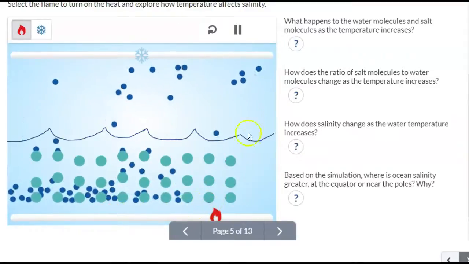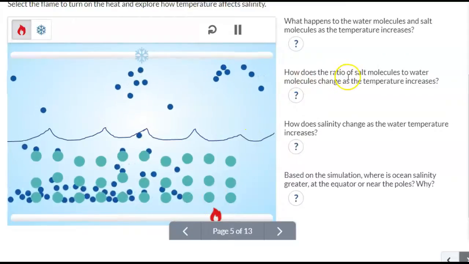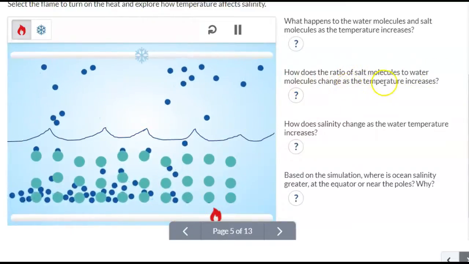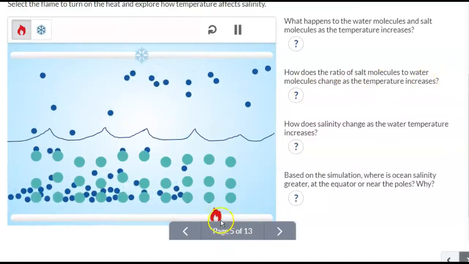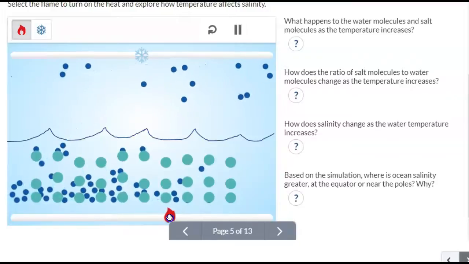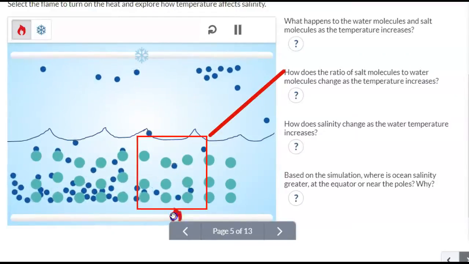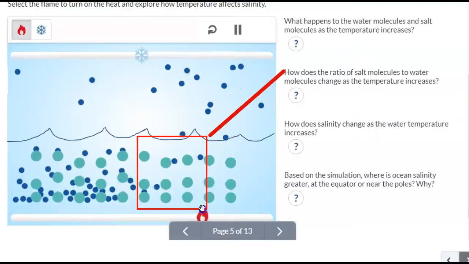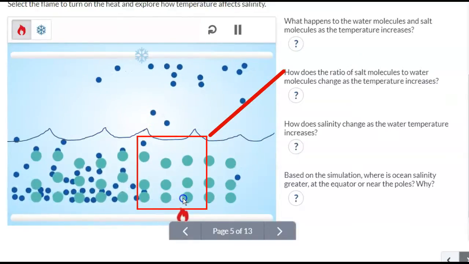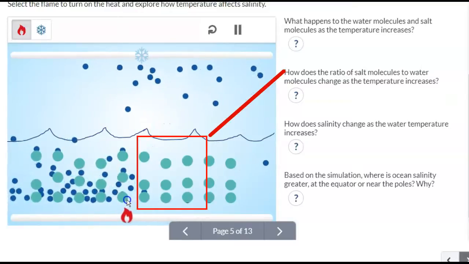Great, next question. How does the ratio of salt molecules to water molecules change as the temperature increases? Well, what happens to our water molecules as we add heat to the water? Notice what's left behind. Notice what's going up in the air.